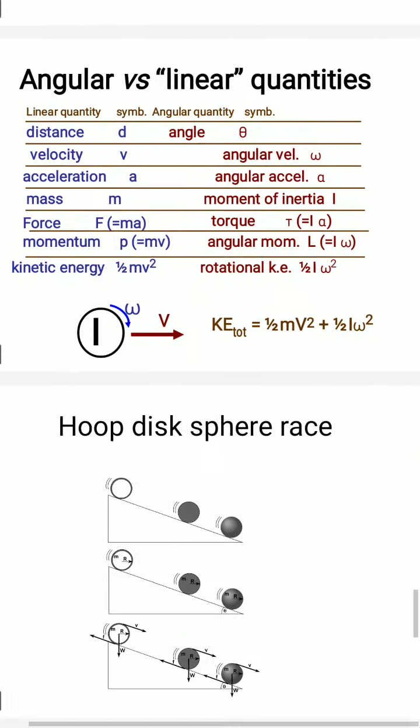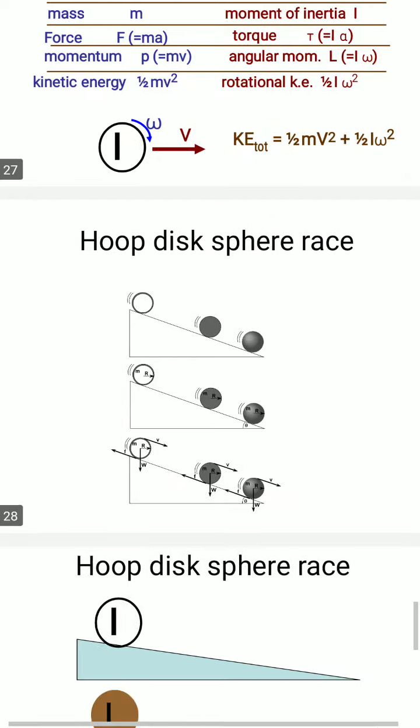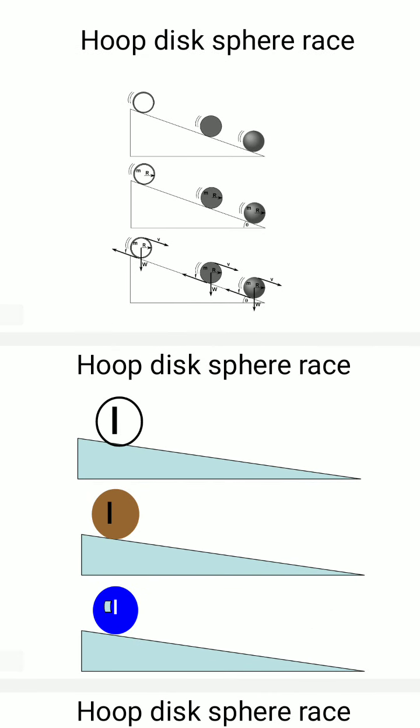Let us now consider an example here. When a hoop, that means a ring, a disc, and a sphere of the same radius and same mass are allowed to fall or slide through an inclined plane from the top, which one will reach the bottom first? So let us see the kinetic energy of these three bodies: hoop, disc, and sphere. The only difference here is the moment of inertia I.